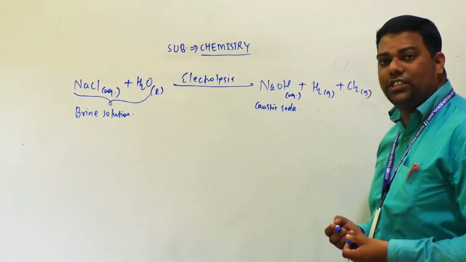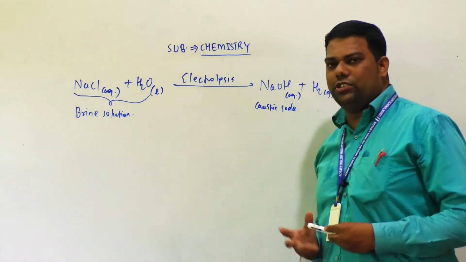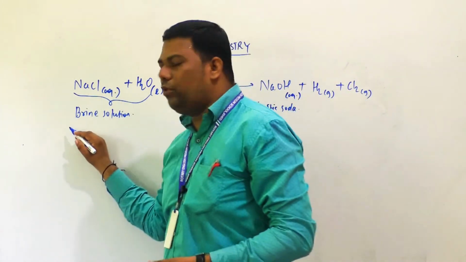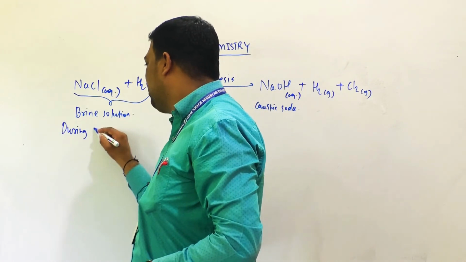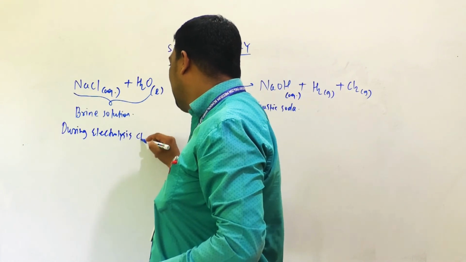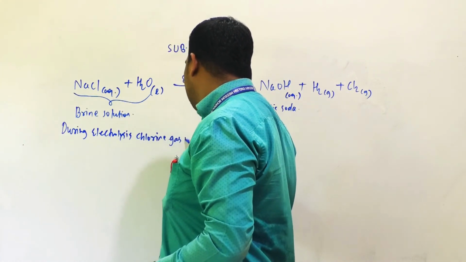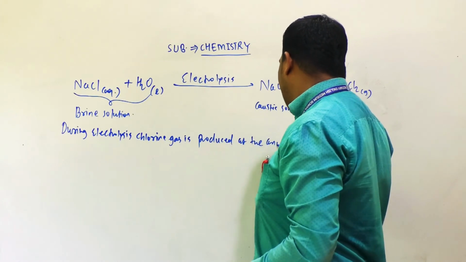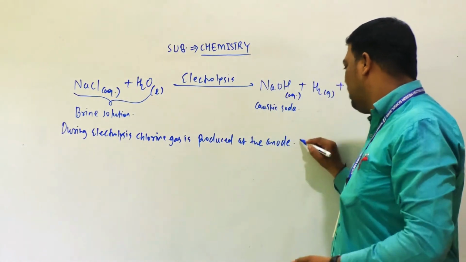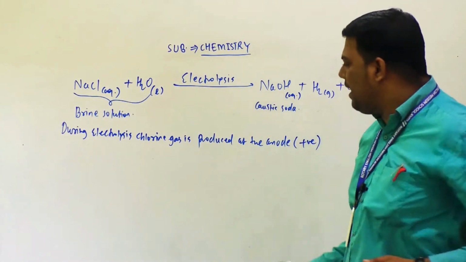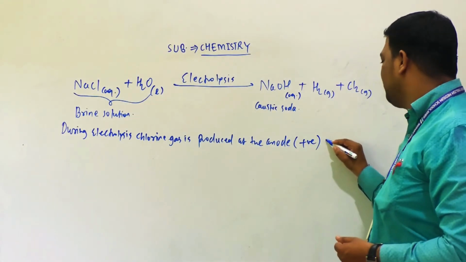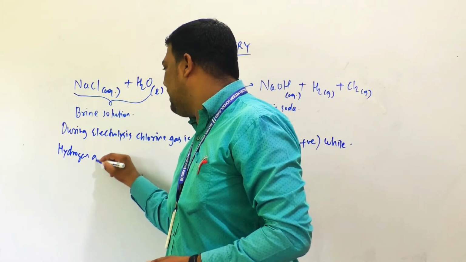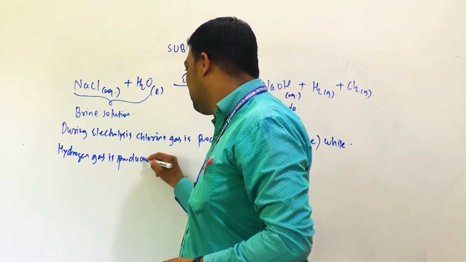During electrolysis, one of the most important things is that chlorine gas is produced at the anode, that is, the positively charged electrode, while hydrogen gas is produced where?